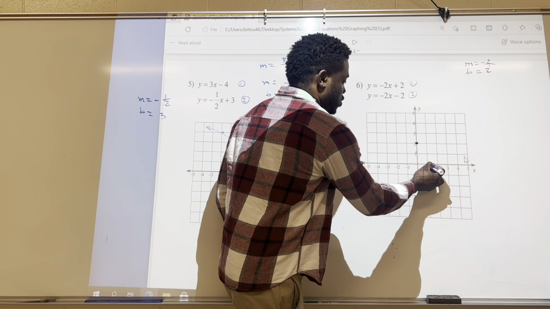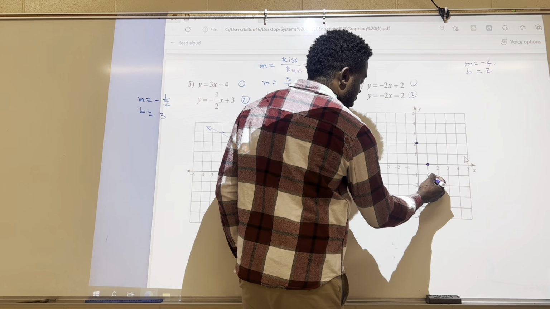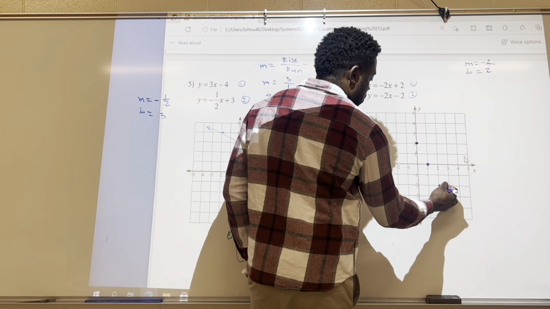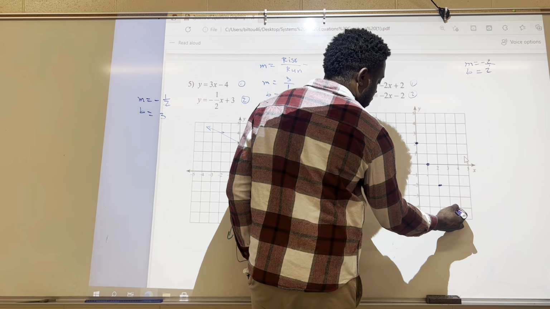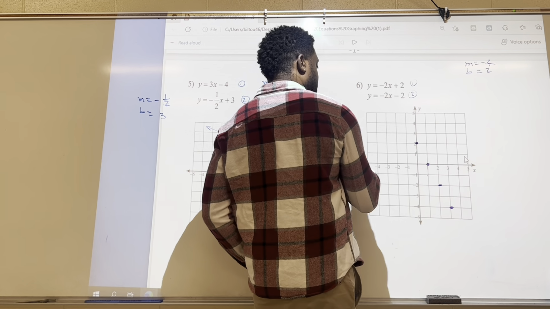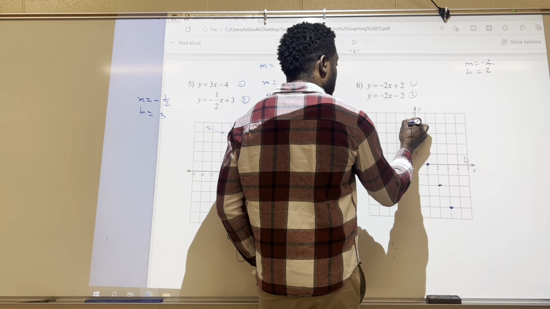So meaning that my point is over here. I'm going to keep doing the same work. Down 2, and then up 1. Down 2, up 1, and I'm here, and I can do exactly the same work. I can go up 2, and then left 1. Up 2, and then over here.